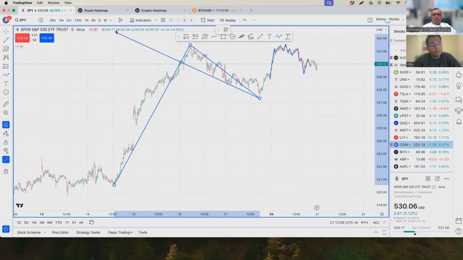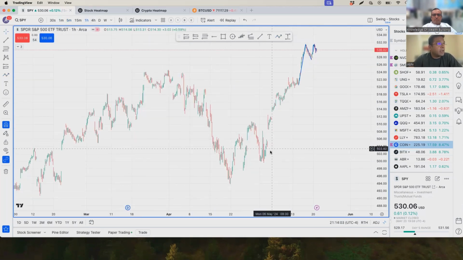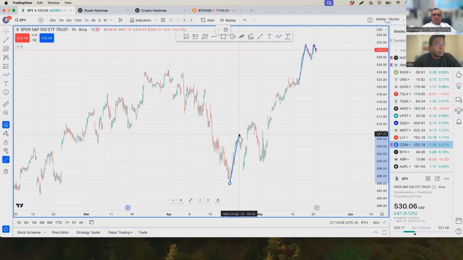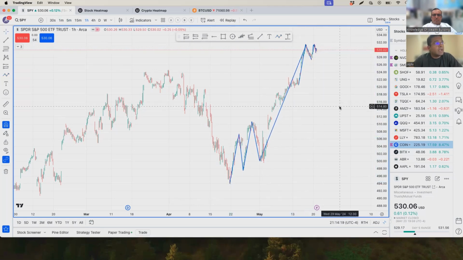If I go to an hourly chart, this is still a trend in progression. So you see lowest swing low, higher swing high, higher swing low, higher swing high, which means it's in an impulse phase and it's making higher highs and higher lows.